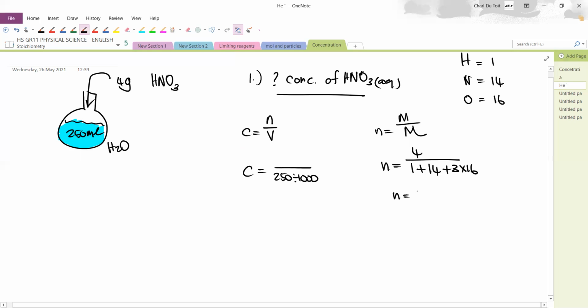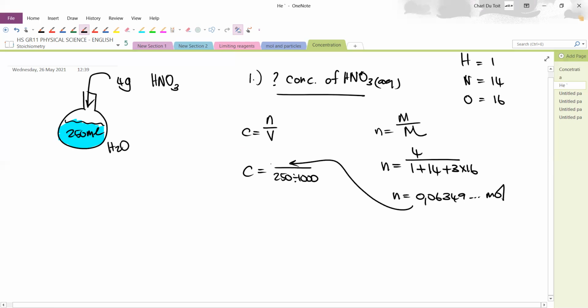The mole is 0.06349 mole. I'm just going to use answer divided by 0.25. And then I get 0.25. Very good. So that answer goes there.